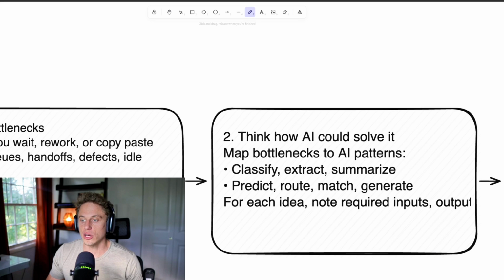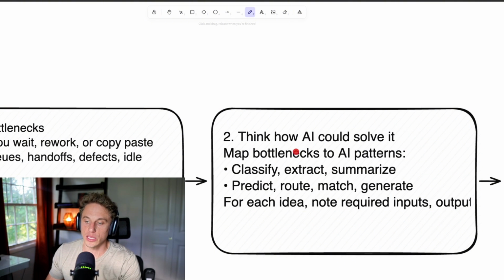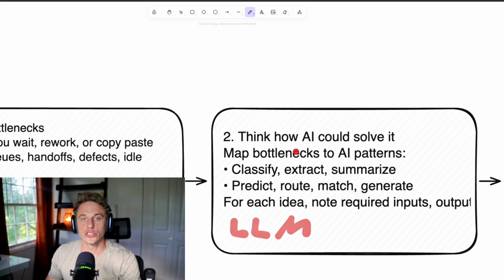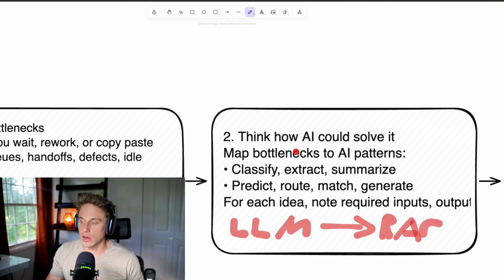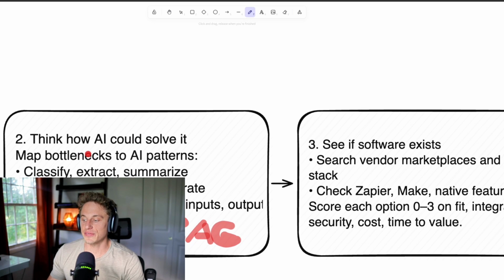So the way we thought about it is, what is the bottleneck? The bottleneck is scheduling. So how could AI potentially help? Well, we can use an LLM, specifically a reasoning model, to think deeply about these problems and analyze the solutions. And then we can also use RAG to see historical patterns and historical data of the scheduling and where it goes wrong.